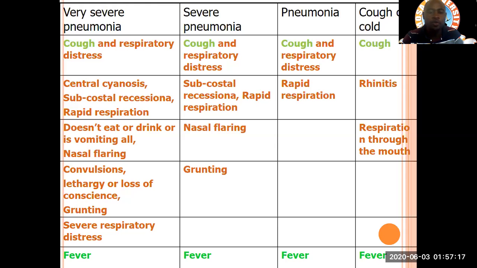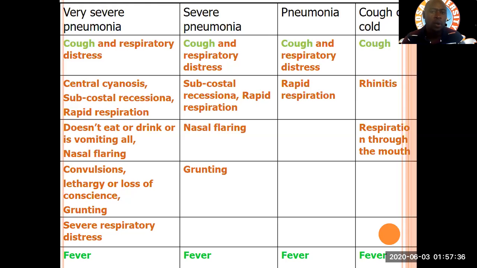Once you have come in contact as a clinician with a patient presenting with these signs that I've talked about, it is easy for you to make a diagnosis of very severe pneumonia. Which means a very urgent intervention is needed.